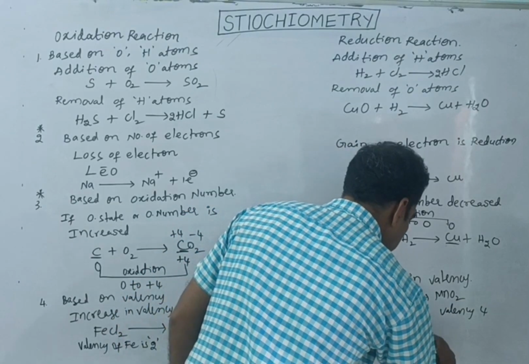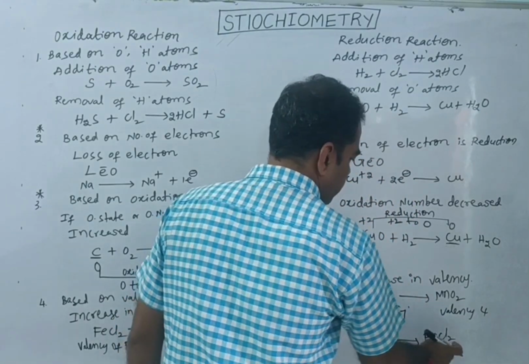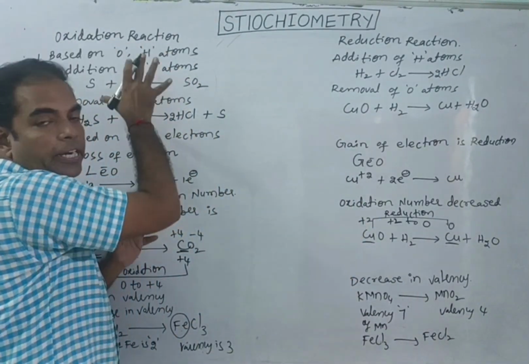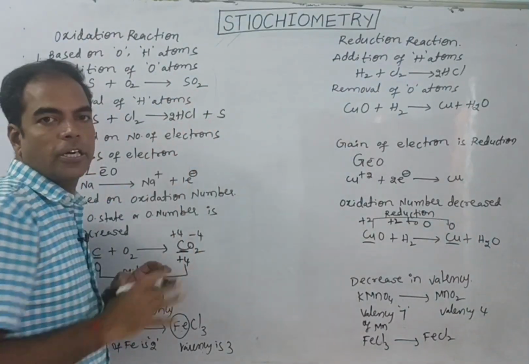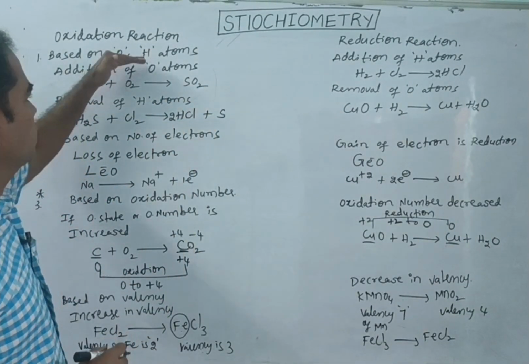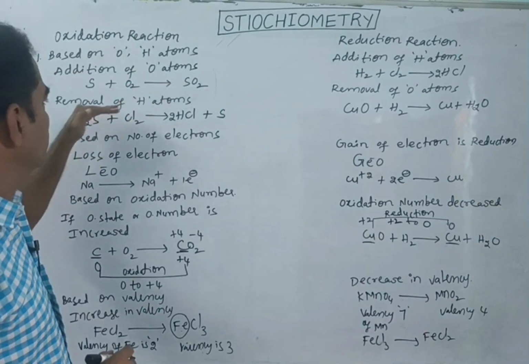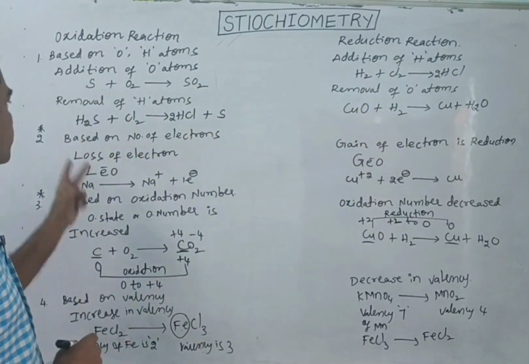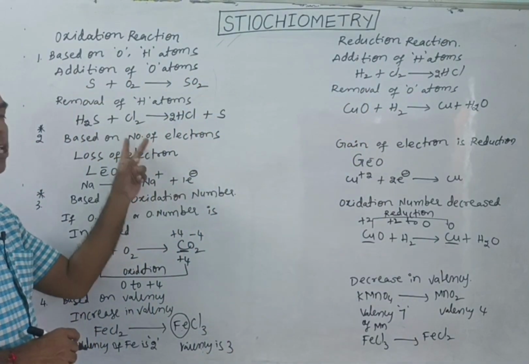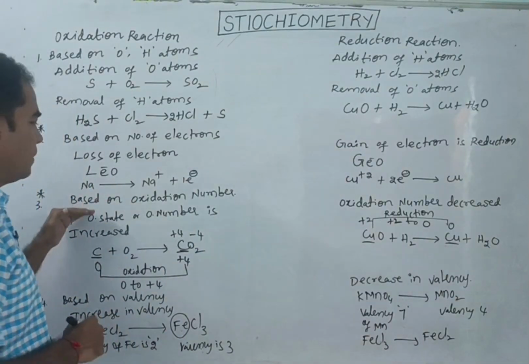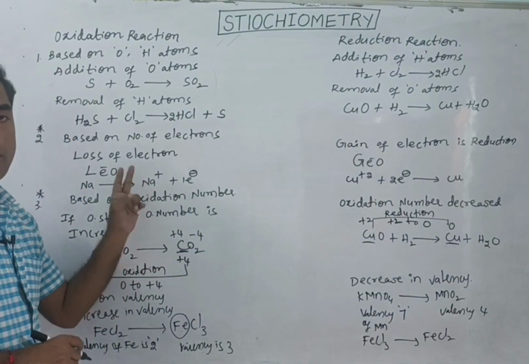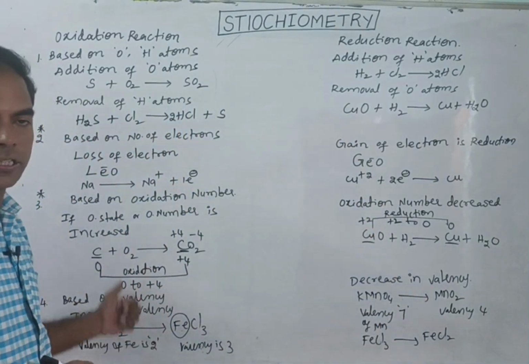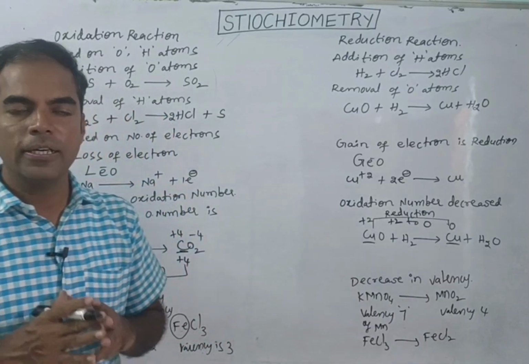FeCl3 to FeCl2. Here valency 3, valency 2. Decrease in valency. By this way we can define the oxidation reaction and reduction reaction. Based on oxygen and hydrogen atoms, addition of oxygen or removal of hydrogen is oxidation. Addition of hydrogen or removal of oxygen is reduction. Based on number of electrons, loss of electron is oxidation, gain of electron is reduction. Based on oxidation number, increase in oxidation number is oxidation, decrease is reduction. Based on valency, increase in valency is oxidation, decrease in valency is a reduction reaction.